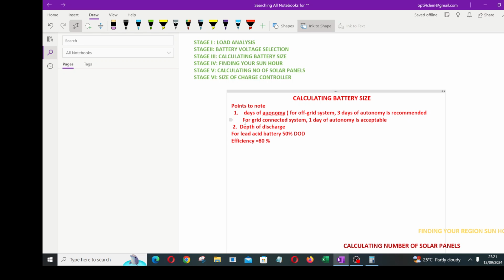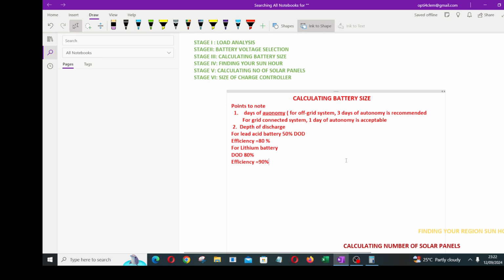So if you are using a lithium battery, we use an 80% depth of discharge, DOD, 80% or 70% as the case might be. Then efficiency is equal to 90% for lithium battery. Having taken note of these 2 points, I think we can now talk about the process of calculating the battery size. So, how do we do that?